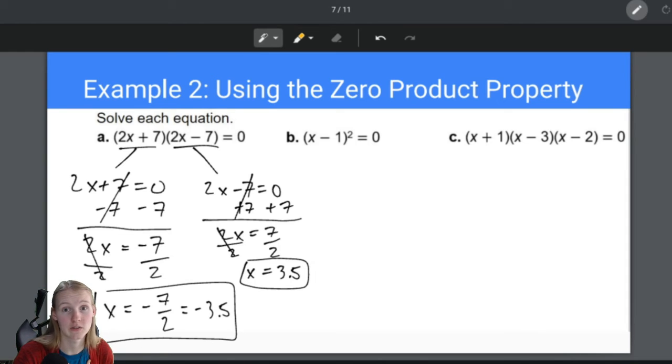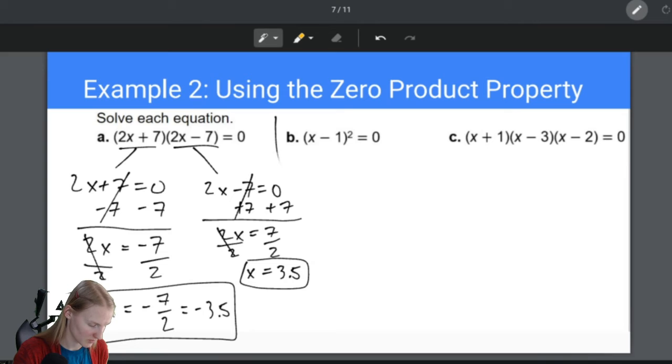I don't mind if you leave it as a fraction or a decimal. If a test were to say, leave your answers in fraction form, then do that. But if they don't specify, do whatever you want. Okay. Alright, perfect. So that is A. We can have fractions and decimals, and it's okay. Let's move on to B.